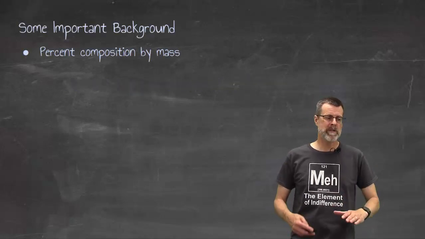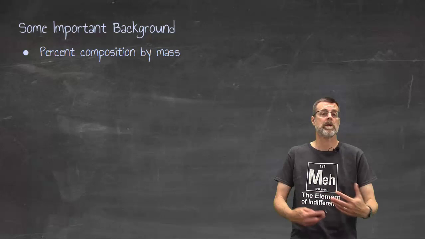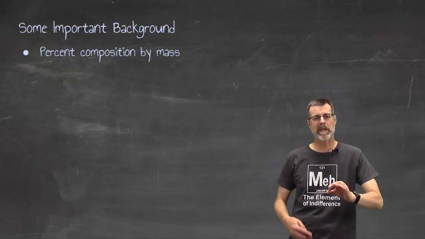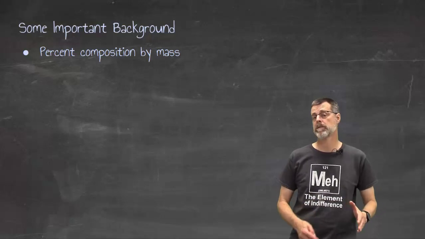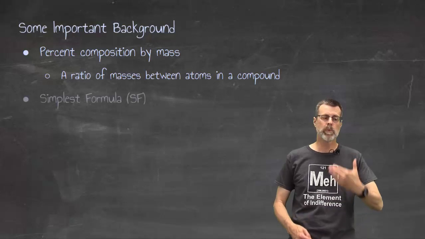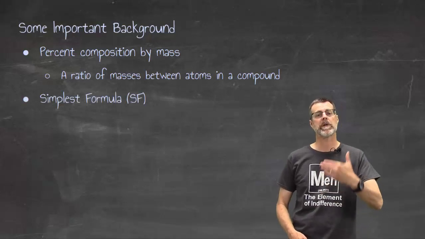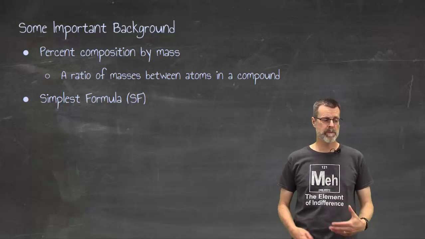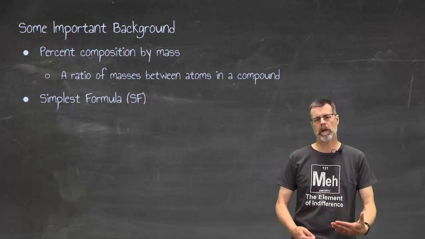So a few bits of important background. Number one is we already know how to do, or we should already know how to do, percent composition by mass. And what that gives us is how the masses of each thing are related to each other. But it's a ratio of masses. But what we really want in our formulas is a ratio of numbers. Not masses, but numbers of atoms. So our first step is going to be coming up with the simplest formula.